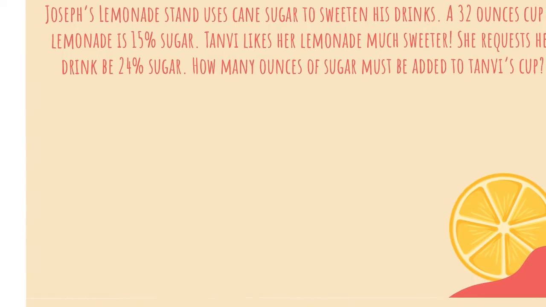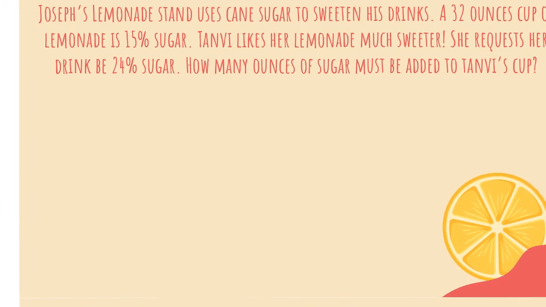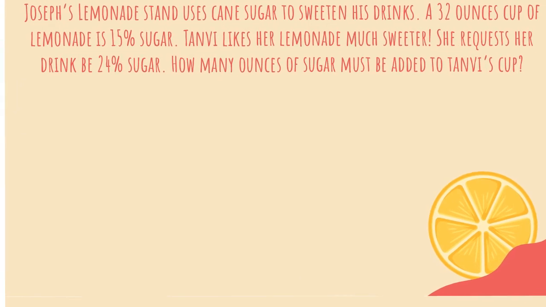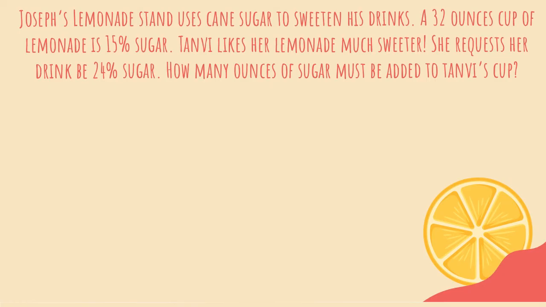Okay. Joseph's lemonade stand uses cane sugar to sweeten his drinks. A 32-ounce cup of lemonade is 15% sugar. Tanvi likes her lemonade much sweeter. She requests the drink be 24% sugar. How many ounces of sugar must be added to Tanvi's cup? All right, I'm going to let you start by drawing out your buckets. I'm going to let you start by putting in whatever you know.